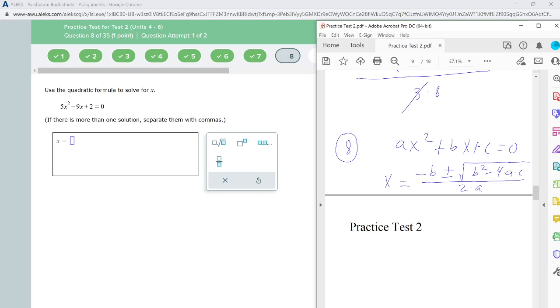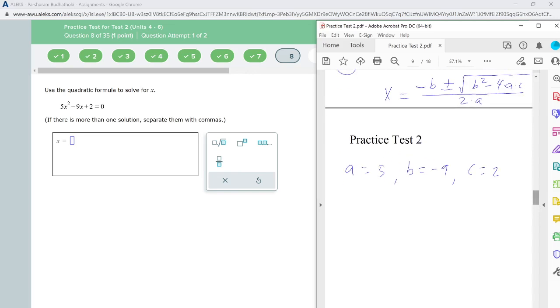So just look at this equation we have given here. If you compare this equation with this equation, you can find a by looking at the number in front of x squared, in this case 5. b is the number in front of x, which is negative 9, and c is the constant, which is 2. So a equals 5, b equals negative 9, and c equals 2. We're going to use these values in this formula. So x equals negative b, which is negative times negative 9, positive and negative square root of b squared, negative 9 whole squared, which is 81. I just squared it.